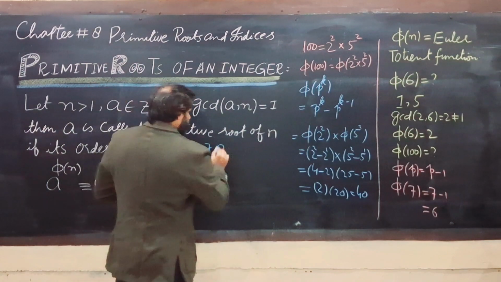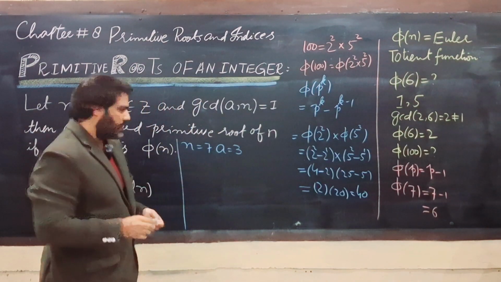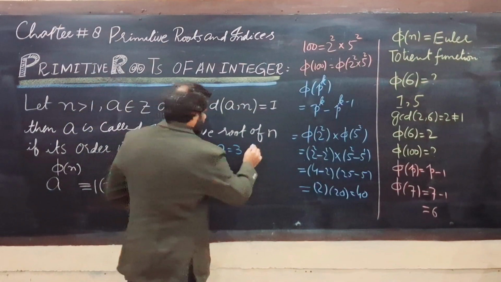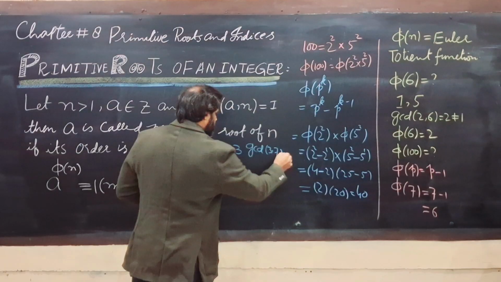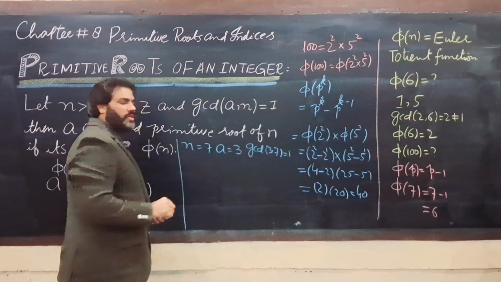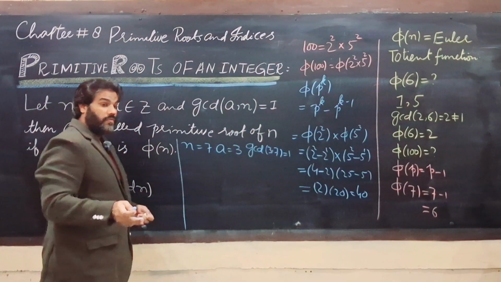If you consider a is equal to 3, then firstly you can observe that GCD of 3 and 7 is equal to 1. Now you have to calculate the order of 3. What is the order of 3? How will you calculate the order of 3?